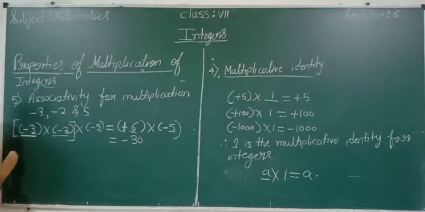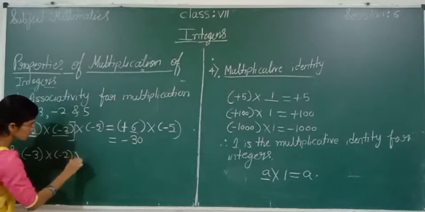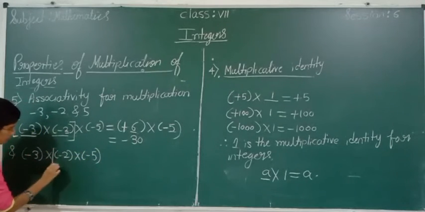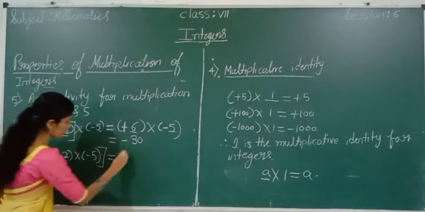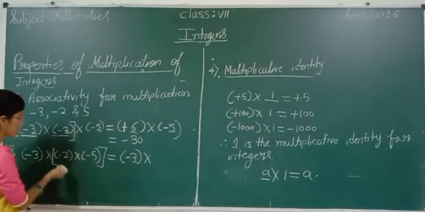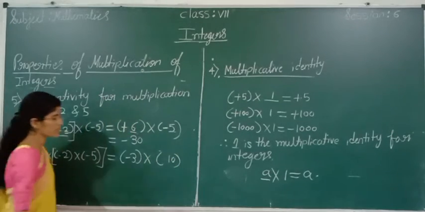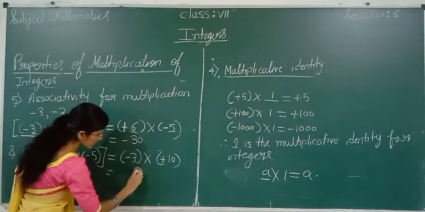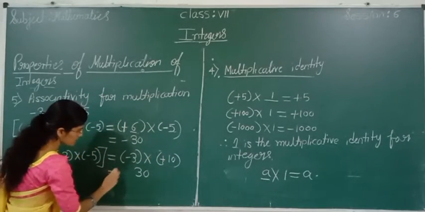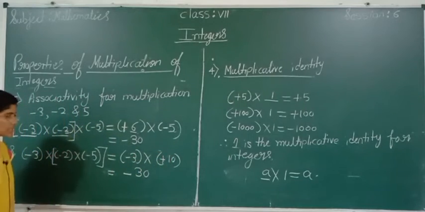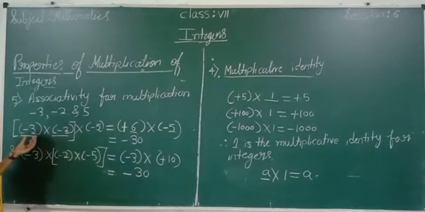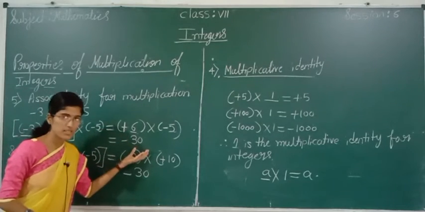Now I will change the grouping. Minus 3 into the product of minus 2 and minus 5. 2 5s are 10. When you multiply 2 negative integers, you get a positive integer. 10 3s are 30. When you multiply a negative integer and a positive integer, the answer will be a negative integer. First I took the grouping for the first and second integers, and the answer is minus 30.